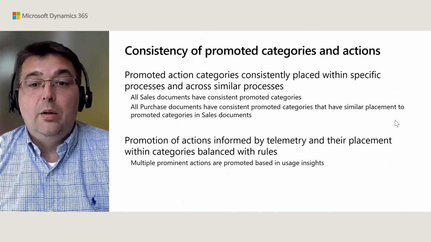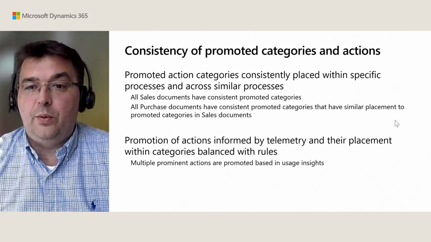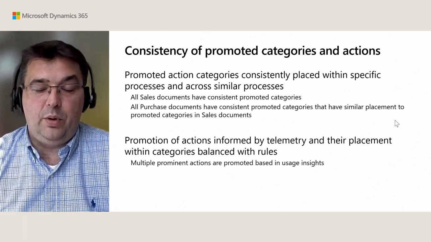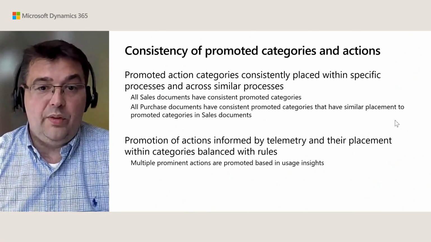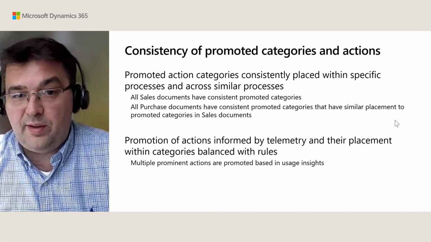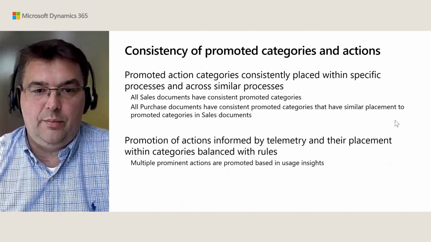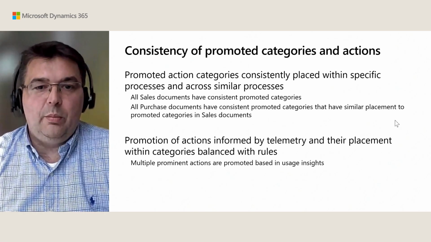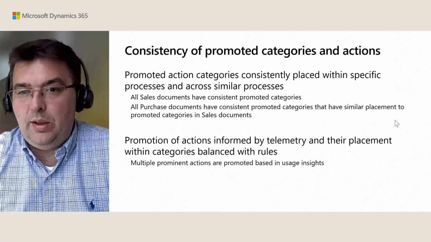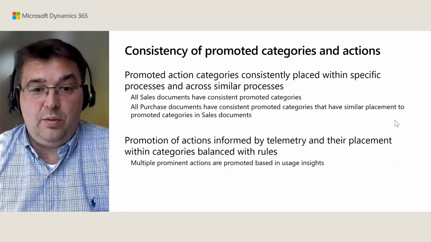At the same time, promotion of actions within those categories was informed by usage insights from over 280 million data points that we collected from telemetry over the course of 1 year. The result of this is that a number of prominent actions that were hidden behind 4 to 6 clicks in Action Repository are now promoted and consistently placed in the Modern Action Bar. Let me give you a few examples. For example, the Create Warehouse Shipment action is now in the Sales Orders Home category, which is available immediately. Previously, it was 4 levels deep in Actions Repository.